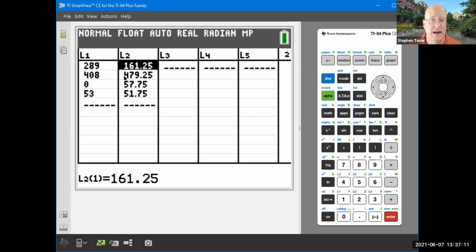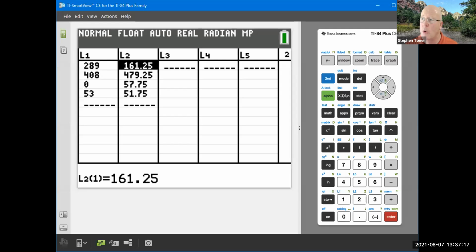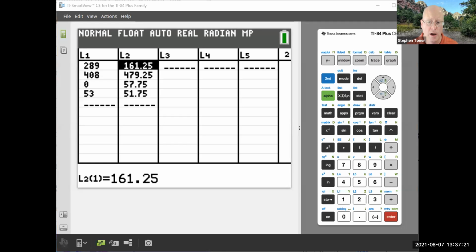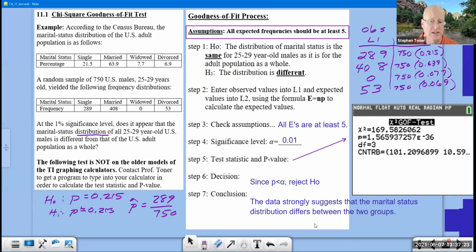Likewise, in the married category, we were off quite a bit. Actually, most of these categories, we were off quite a bit. And that's why in our conclusion, we said that the data strongly suggests that the marital status distribution differs. It's not the same. There's not a goodness of fit between the two different groups. Okay, let's continue on here.